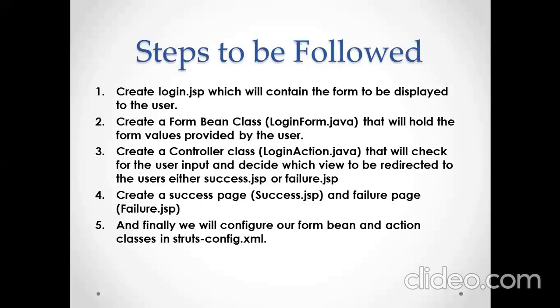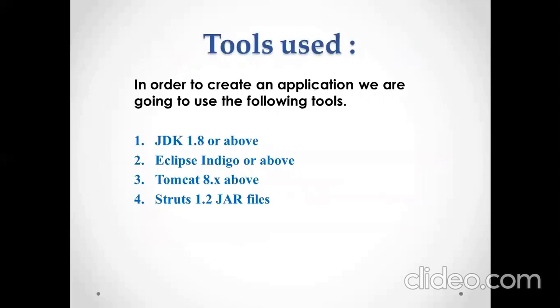Then we will create a form bean class. The name of this form we have given as LoginForm.java, which will hold the values provided by the user. Then we will create a controller class. The name of this file will be LoginAction.java. This will check the user input and decide which view to redirect the user to, either success.jsp if validation goes true or failure.jsp if validation goes wrong. Then we will create the success page and failure page for the third step. And finally, we will configure our form bean and action classes in struts-config.xml.